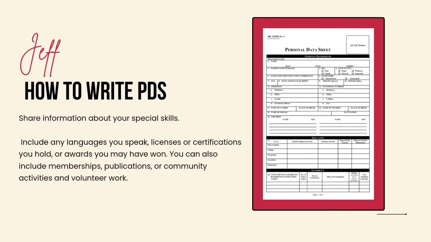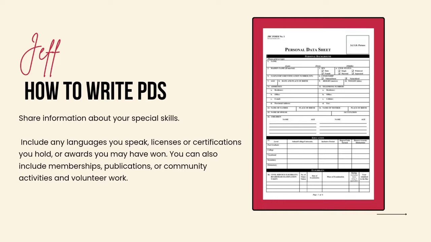So one thing you should consider when writing a personal data sheet is sharing information about your special skills, because it will show what are your capabilities and how can you be effective on the work that you are applying. So you may include language you speak, or licenses, certifications that you hold, or awards that you may have won. It will give the person looking at your personal data sheet an insight of what kind of person you are and what you are capable of.